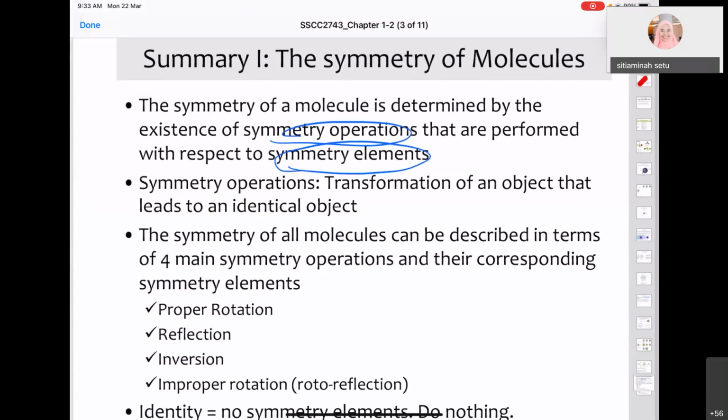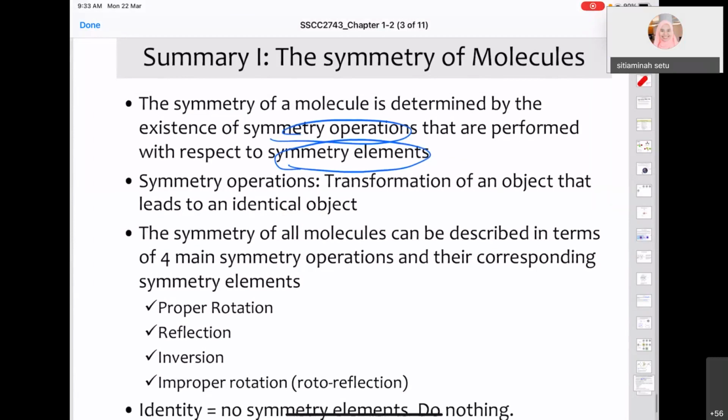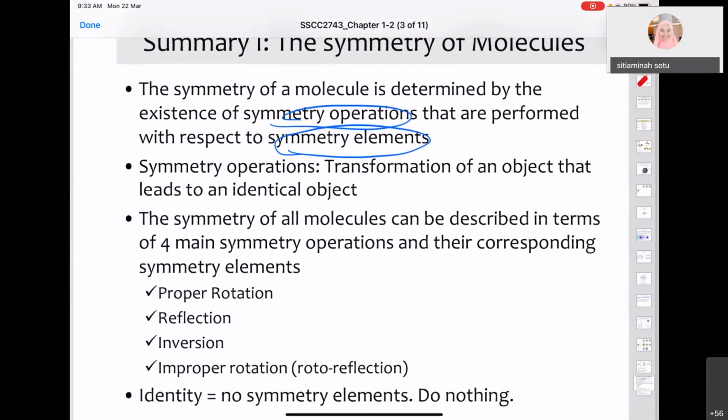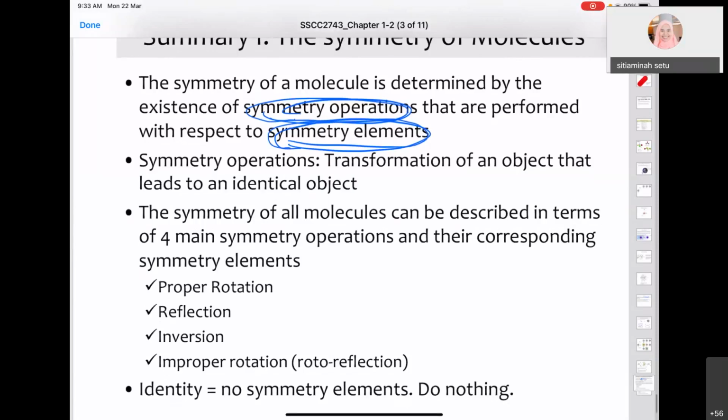So kalau kita bincang pasal symmetry of the molecule, kita kena perform dia punya symmetry operation, dia punya action, dan dia punya action tu mesti berlaku pada satu tempat, which is we call as the symmetry elements. And then the symmetry operation is a transformation of an object that leads to an identical object. Contoh kalau kita buat rotation, after the rotation, the molecule must be unchanged from the original molecule. So that is the symmetry operation.